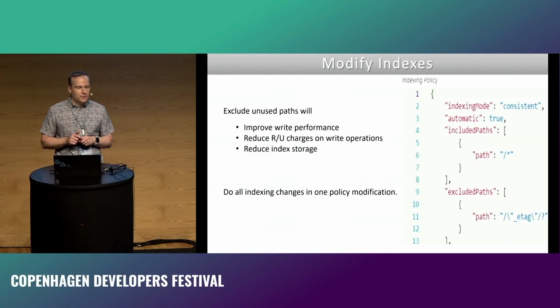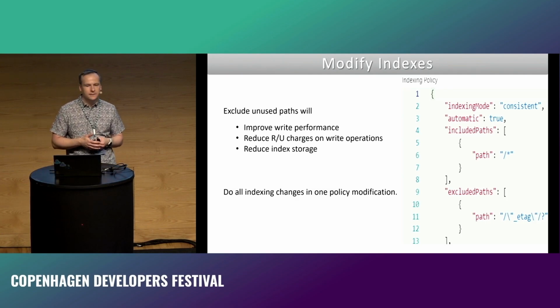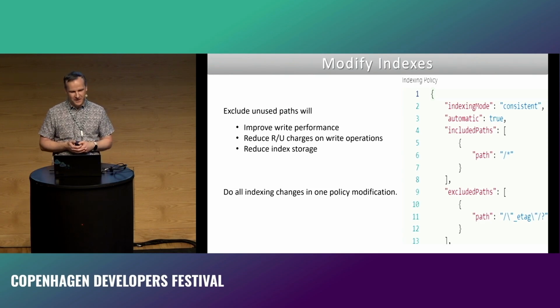As I said before, you want to exclude properties if you are not filtering by them, because that's going to improve the write performance, since Cosmos DB doesn't have to make changes to the index file. It's going to reduce the request unit charges for the inserts, and it's going to reduce the index storage. In Cosmos DB, you pay for request units and you pay for the storage. So if you are not going to index things, that means less storage, which means cheaper, which is good.